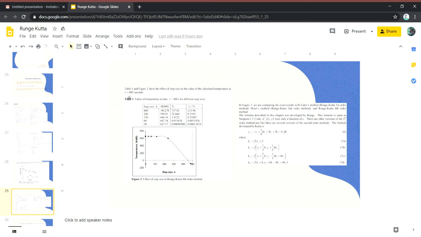So table 1 and figure 2 show the effect of step size on the value of the calculated temperature at t equal to 480 seconds. So as we can see in table 1, the value of temperature at time t equal to 480 seconds for different step sizes. So this is for theta, the temperature.